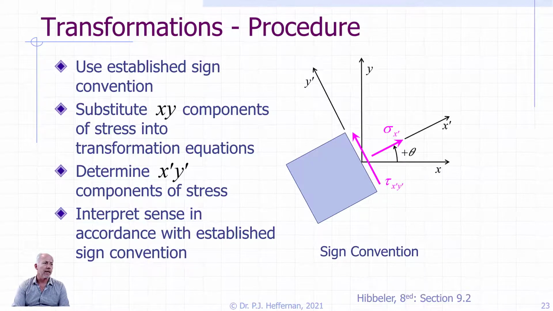So we're going to substitute then the components of stress, which we have in the xy direction, so that's your sigma x, sigma y, tau xy, into our transformation equations. And that will allow us to determine the x prime y prime components of stress, or the sigma x prime, sigma y prime, tau x prime y prime. And again, just to make sure that we're using the appropriate sign convention, if there's one place where people tend to have a challenge here, it's getting the sign for the shear stress correct.